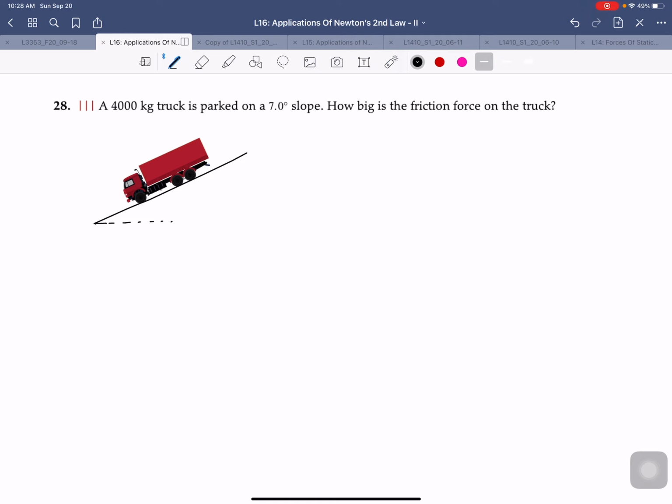So again, in all these problems, the first step is always to draw a free body diagram. So we're going to start off with the free body diagram of the truck. Based on our discussion in previous lectures, whenever you have a situation where you have an incline, it is best to choose your coordinate system adapted to this incline. In other words, make sure that one of your coordinate axes is parallel to the incline. So in this case, we'll do the same.